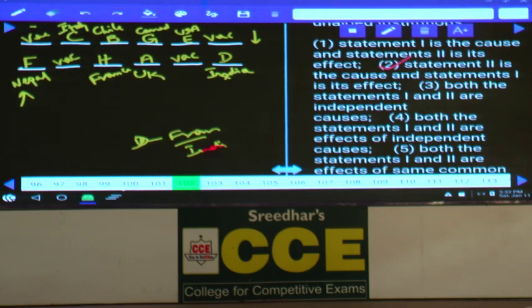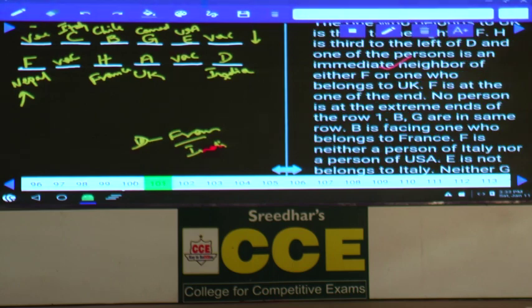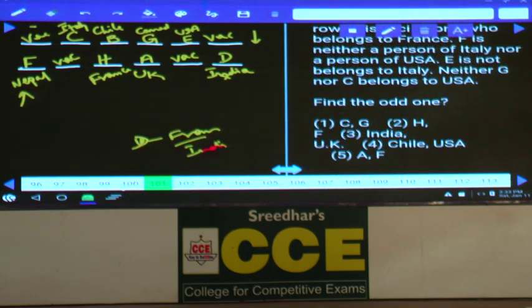Now question number 101. Find the odd one. C and G belong to row 1. H and F belong to row 2. India and UK belong to row 2. Chile and USA belong to row 1. And A and F belong to row 2.